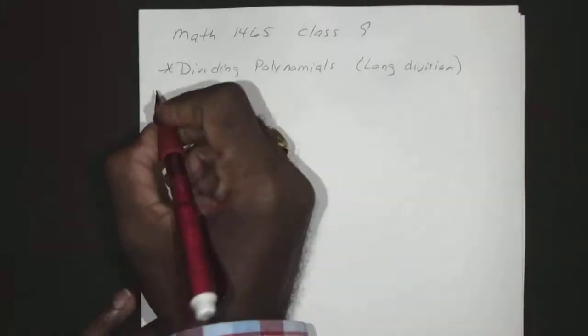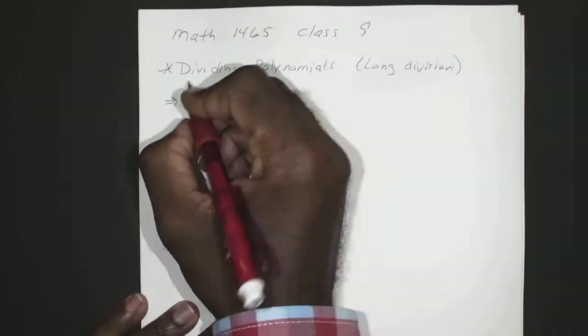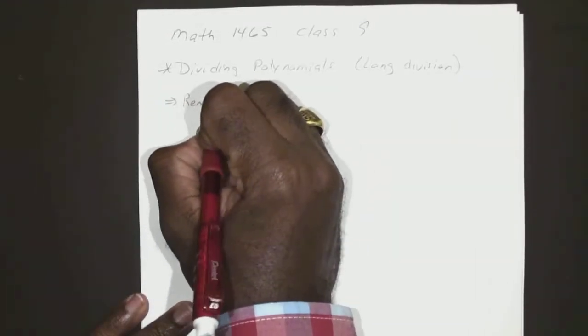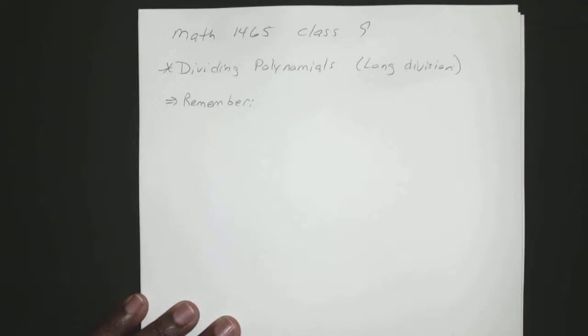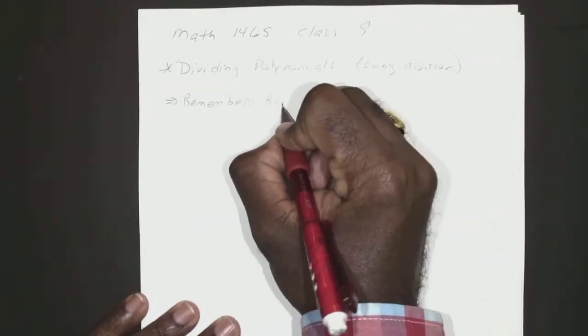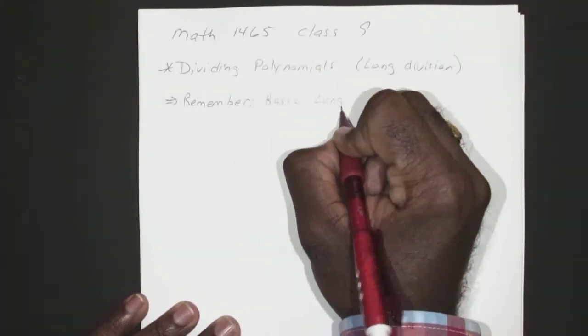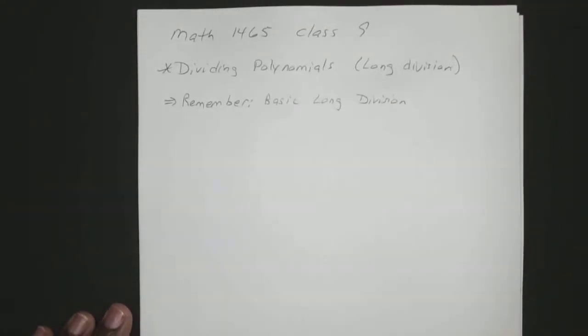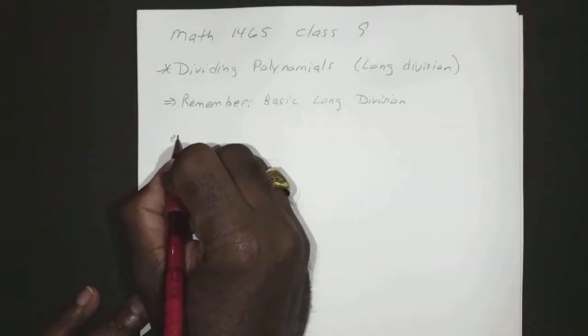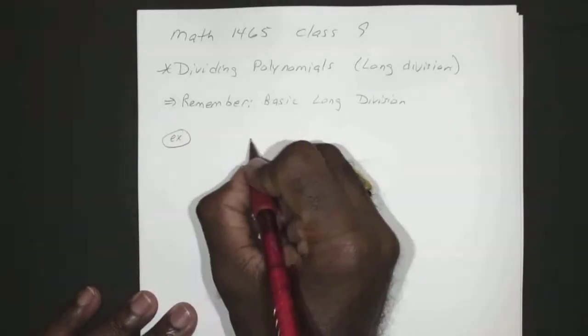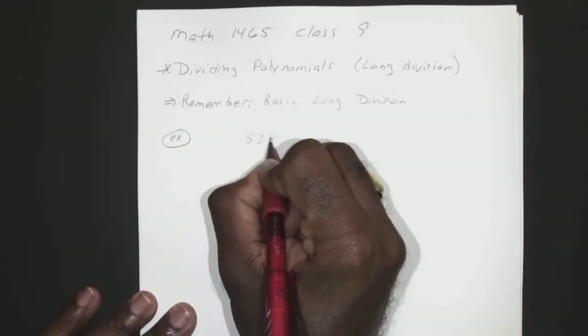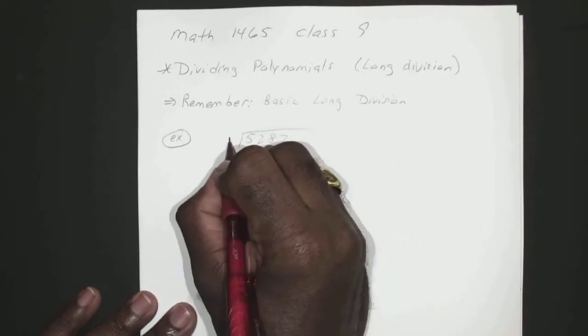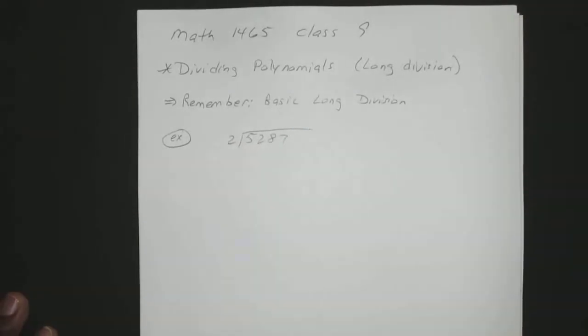Okay, so before we start on dividing polynomials, we're going to go back to basic long division. Let's say, for example, we have 5,287 divided by 2. It doesn't have to be extravagant, just going over the steps.